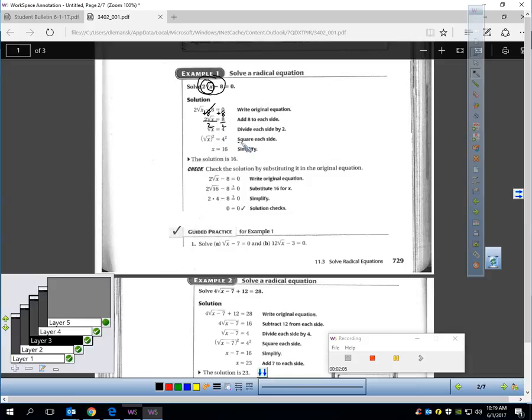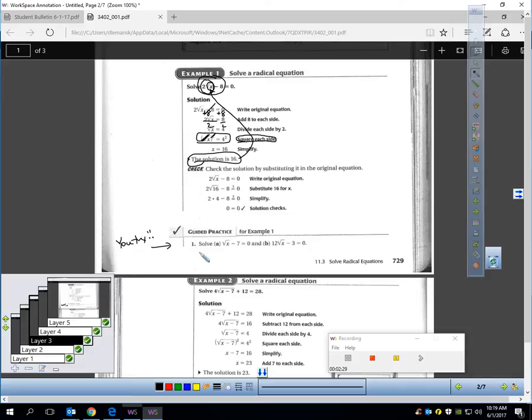And then I can square each side of the problem, which you see they're doing here in the book. The square cancels the square root out, which gives me x on the left, and 4 squared is 16 on the right. The solution is 16. And then I can check that. If I just go ahead and plug 16 in the beginning of the problem, this should work out to 0.